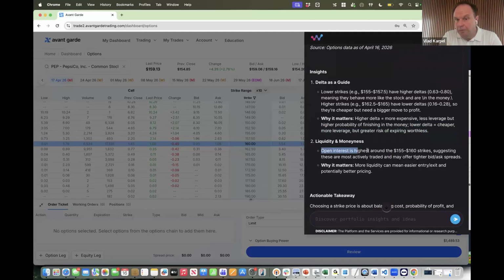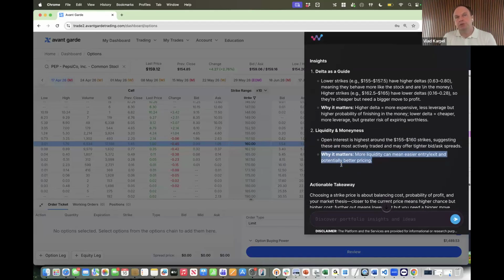We talked about liquidity. Open interest is highest around 155, 160. We saw the 160 strike as the highest, suggesting these are the most actively traded options, with tight bid and ask spreads, and dealers will support the trade as the stock is gravitating toward 160. What matters is that more liquidity can mean easier entry and exit, and potentially better pricing. Very important. Certain regional banks yesterday decided not to do it because the bid and ask spread was wide and there was no positioning. People were not trading. And it goes back to game theory: you want to know what other people think and what other people do. If you cannot see it in the positioning data, then it's harder to trade.